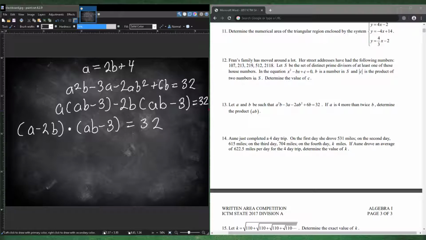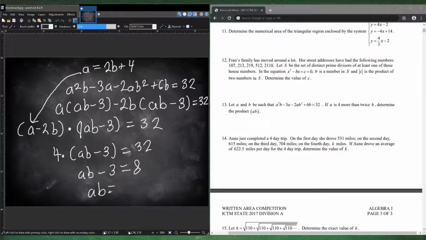Okay, so here's what we need, the ab, because that's our question. We don't have to find a and b. We just need to find the product of a and b. So what is a here? Well, our a can be substituted right here because that's what they give us in the second part of the sentence, is equal to 2b plus 4. So 2b plus 4 minus 2b is just 4, times ab minus 3 is equal to 32, right? So divide by 4, we get 8, and ab is equal to 11, right?